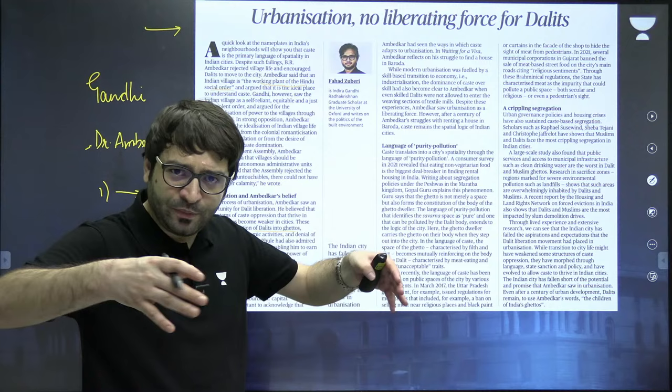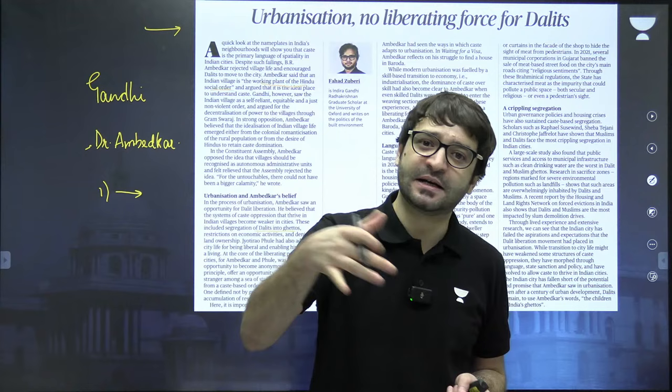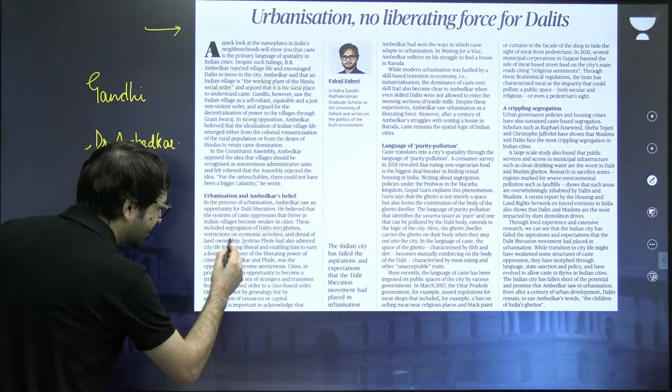They are forced to stay in one part of that village, in a ghetto. That we will not see in a city, according to Dr. Ambedkar, according to Jyotirao Phule. In villages, we also see restrictions on economic activities.